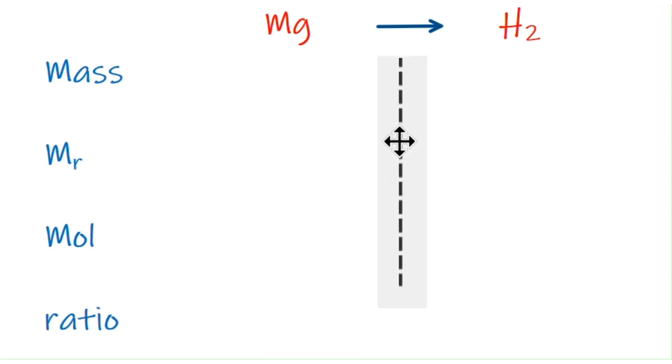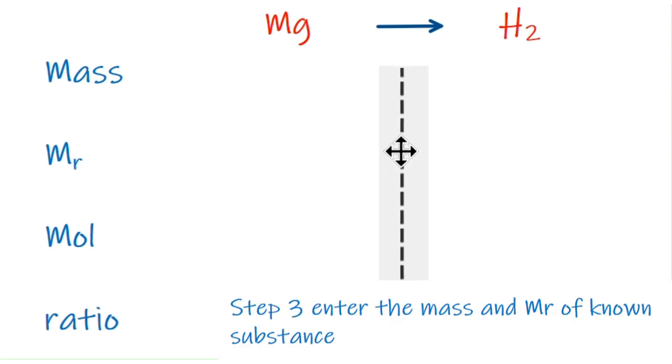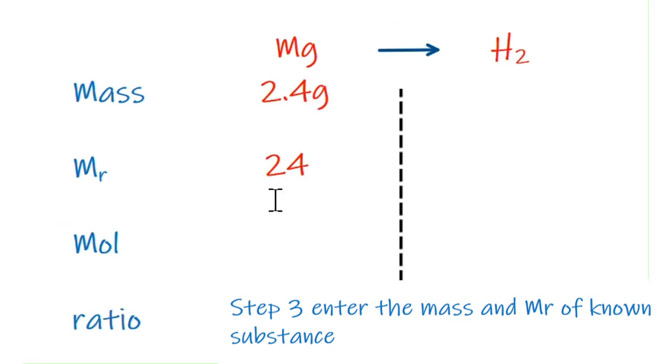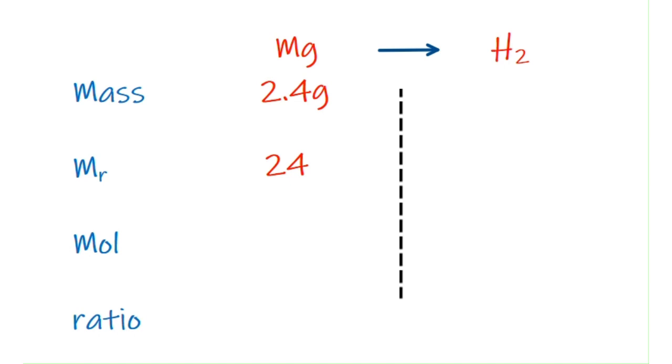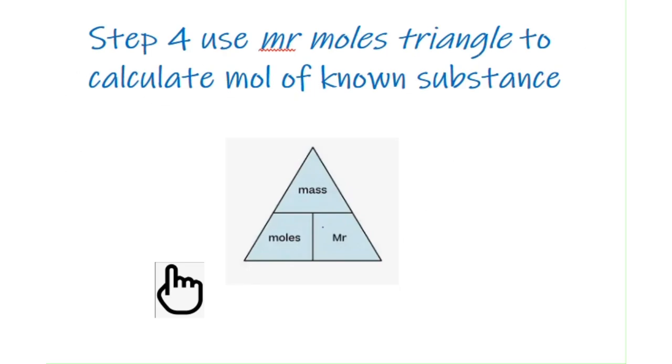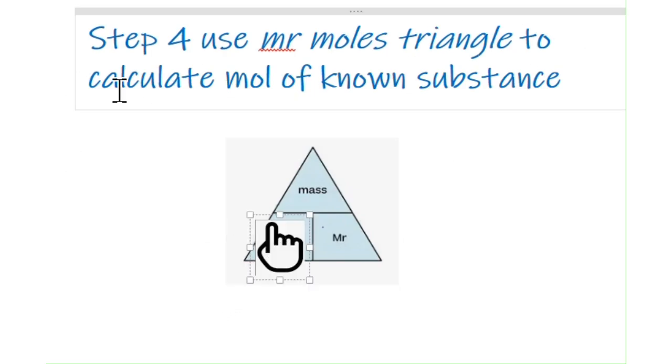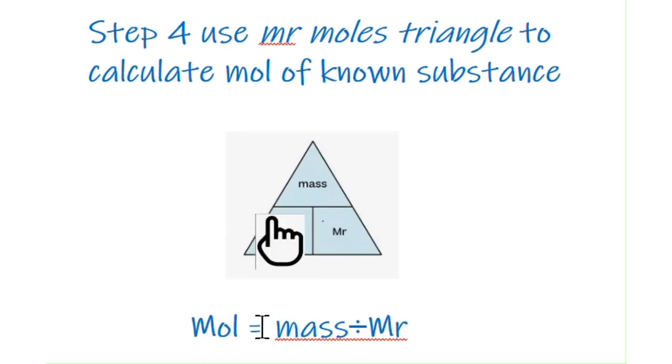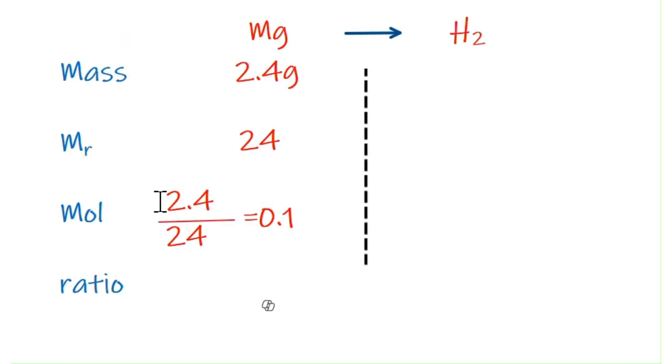Step 3, enter the mass and the Mr of the known substance, whichever side of the equation it's on. If you wish, you can put a line down the middle just to separate the two halves. That's up to you. The mass from the question is 2.4 grams, and we were given the Mr of magnesium, which is 24.